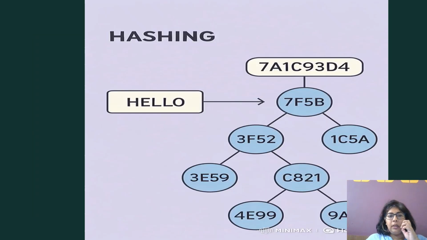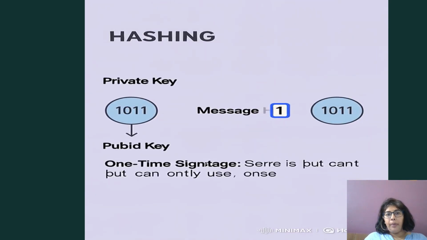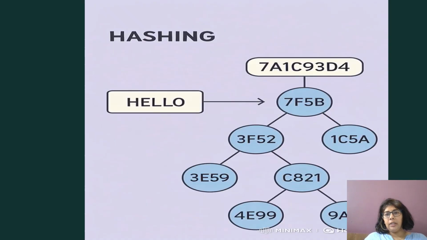So let's play a little video to see how hashing itself works. Let's say we have a private key and a message that has been hashed and created a signature. The one-time signature key stage has produced this jumbled-up message. We have just taken the private key and hashed it so that the signature is produced.